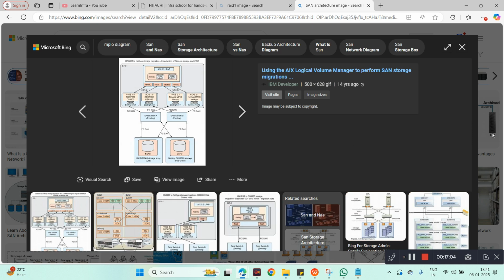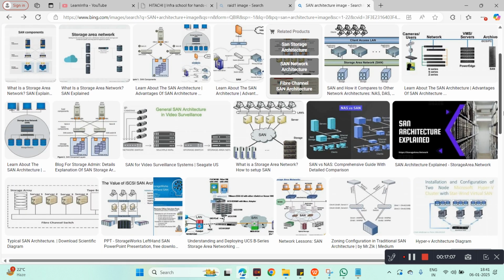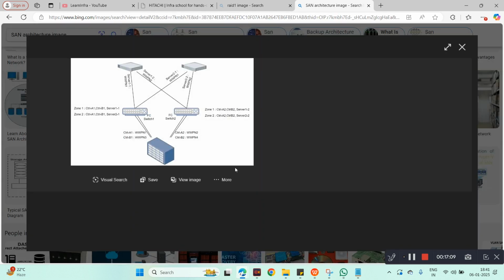Is IBM storage selling? Let me just give you a simple representation. Yeah, that would be better, so you can understand.